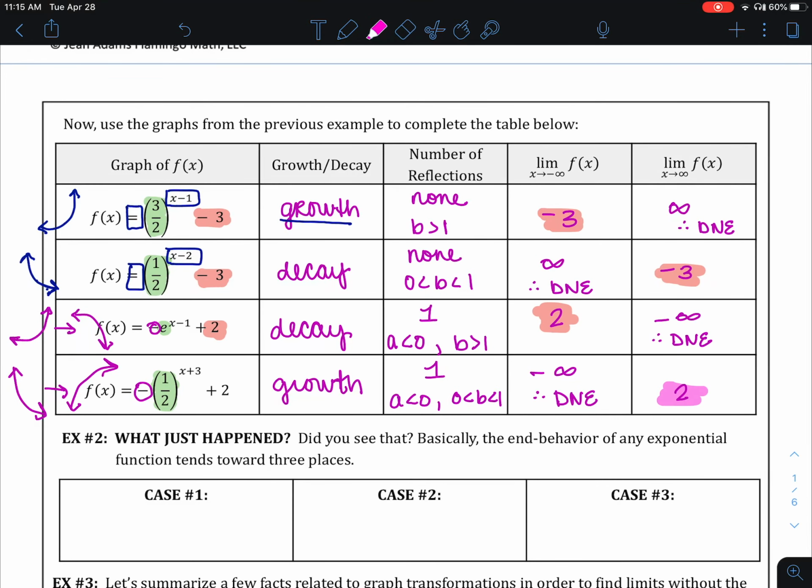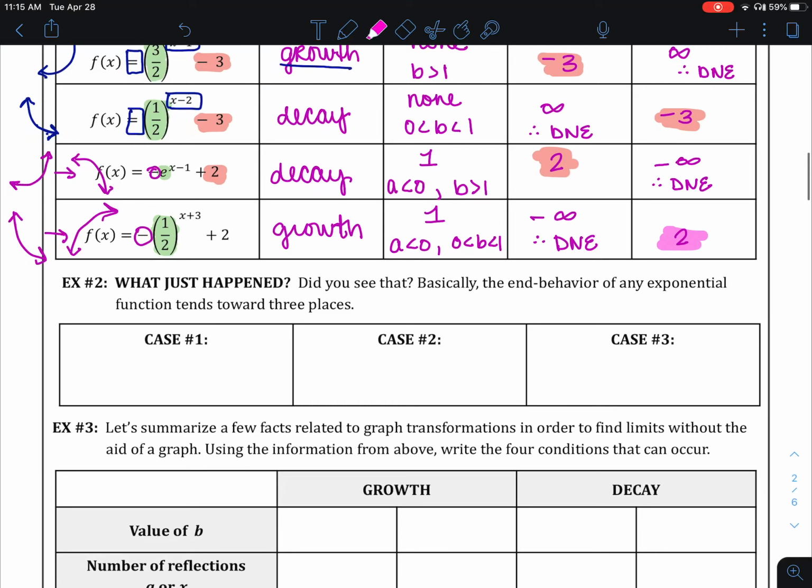Okay, so now when you think about example 1 and you go through the chart, there are 3 different options we could get from this graph. The first thing we could get is that it's going towards negative infinity, right?